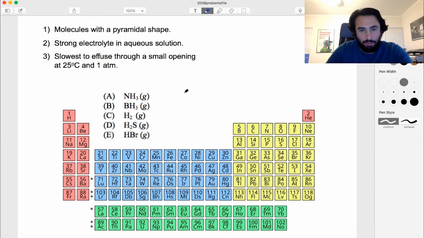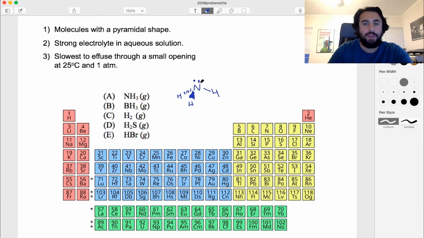So NH3, nitrogen has 5 valence electrons, right? 1, 2, 3, 4, 5. 2s2, 2p3. It's got 5 valence electrons. And so that is going to make 3 bonds and one lone pair. And what that means is that this has a pyramidal shape. So we got that one right away.